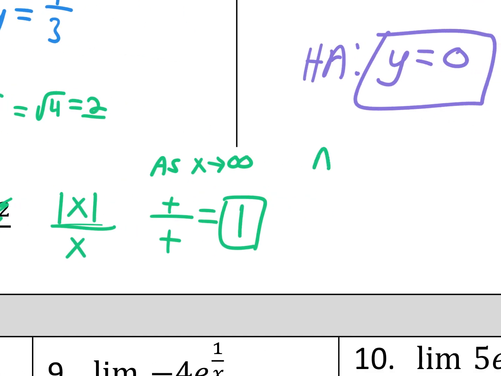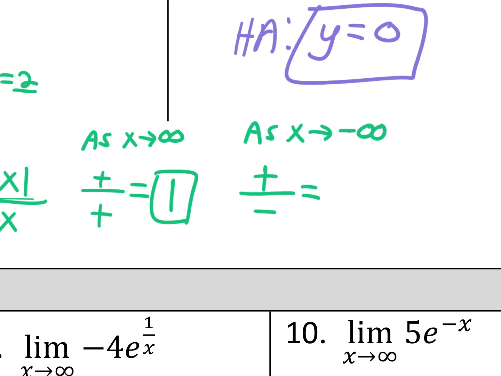But what happens as x approaches negative infinity? As x approaches negative infinity, absolute value of negative is what? Still positive, right? So this is positive on top. And then if x is negative, it's just going to be negative on the bottom. So then this is going to get you positive over negative, which is going to get you -1.